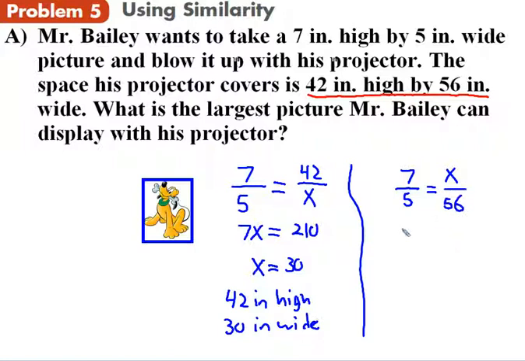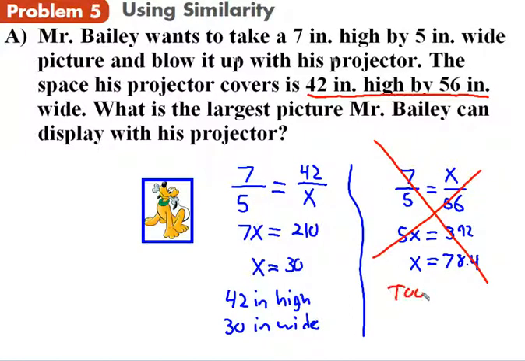When I multiply that, we end up with 5x is equal to 392. Divide that by 5, we end up with x is equal to 78.4. Well, if the width was 56 inches, the height would have to be 78.4 inches. Here my projector only goes up to 42 inches. Okay, so I know that would be too high. And if this was the first proportion I had set up, I'd have to set up the other one to actually solve for the width.